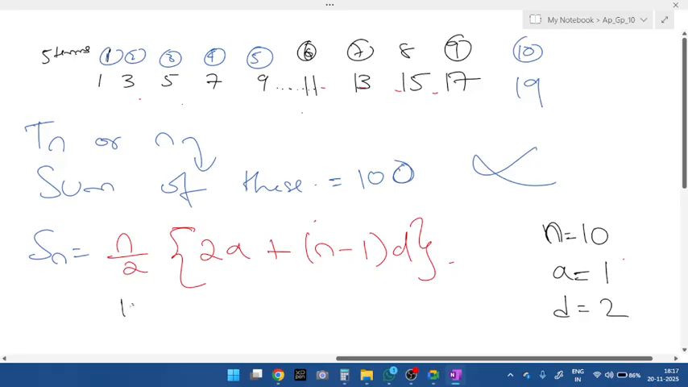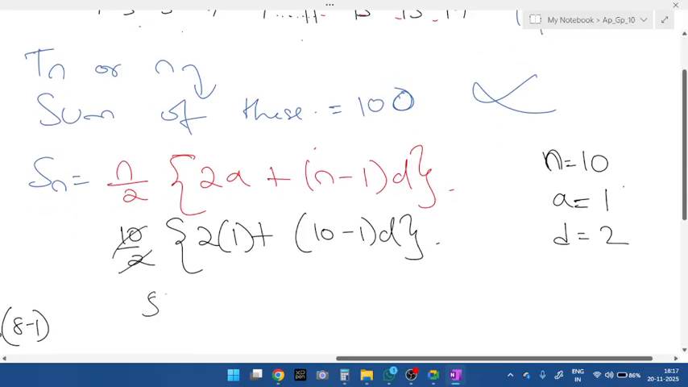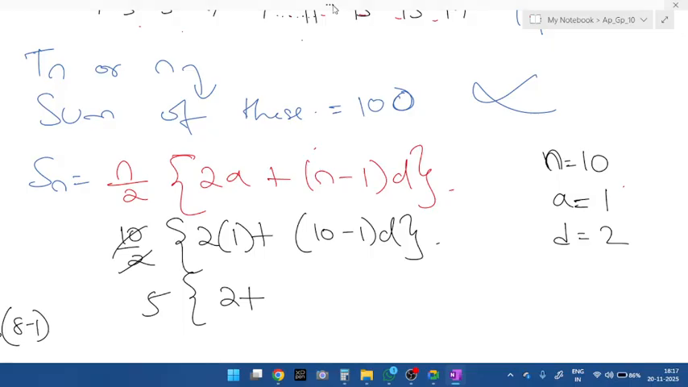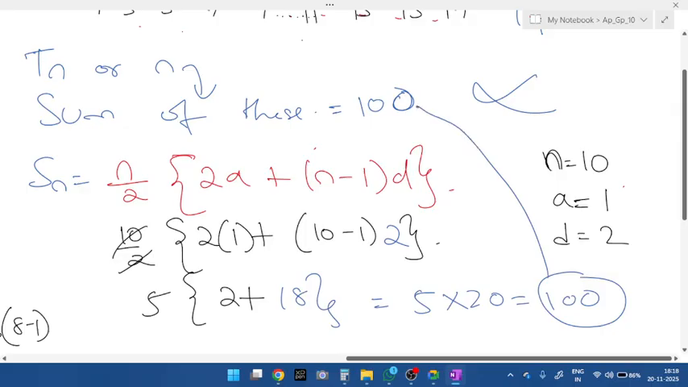Let us substitute. 10 divided by 2, into 2 into A, which is 1, plus n value is 10 minus 1 into D. If I calculate, I should get 100. D value is 2. 10 minus 1 is 9, 9 twos is that. What's the answer? Are we getting 100? Even without using a calculator, are we getting the answer?